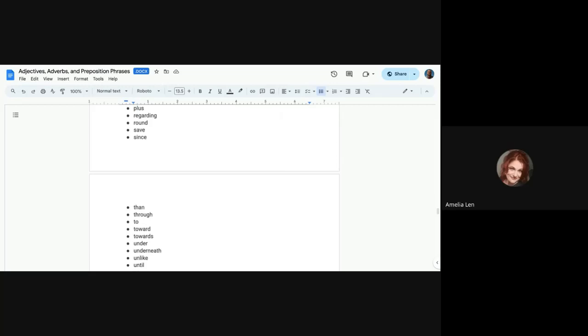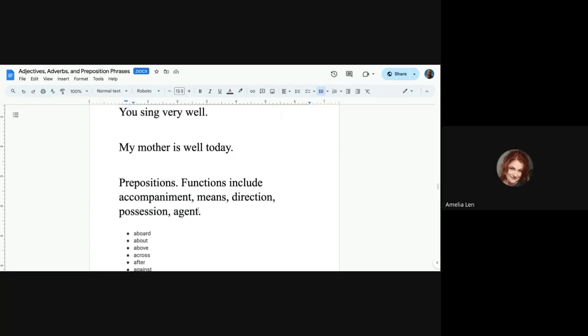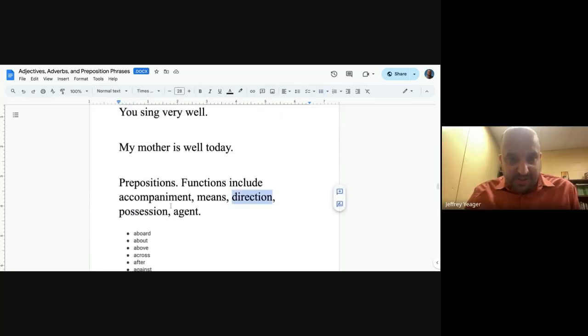Yeah, and prepositions are directional for the most part. Not completely, but "of" isn't really a direction. It's just most of them are directional. I do remember that. Yeah, direction, right? So yeah. You have accompaniment, agency, possession, and means as well.